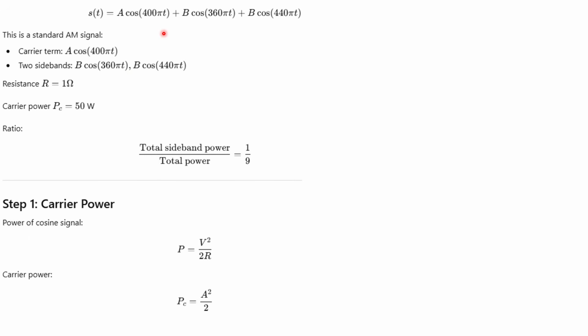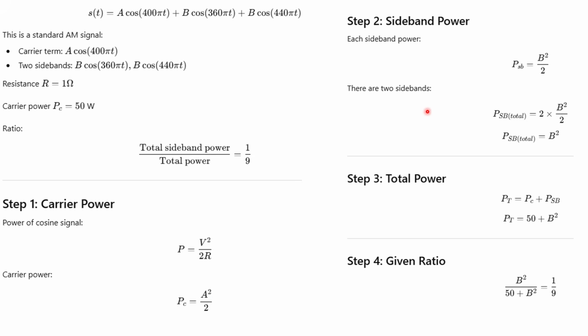So here s(t) is already given, so now what to find? The carrier power. The carrier power we can find as V square by 2R, right? Here it is given A square, so A square by 2, where R is equal to 1, already given in the question. And now let's find out the sideband power, for the second and third part. The power for each sideband is B square by 2, and for this one also B square by 2, so 2 into B square by 2, so the total sideband power is B square.